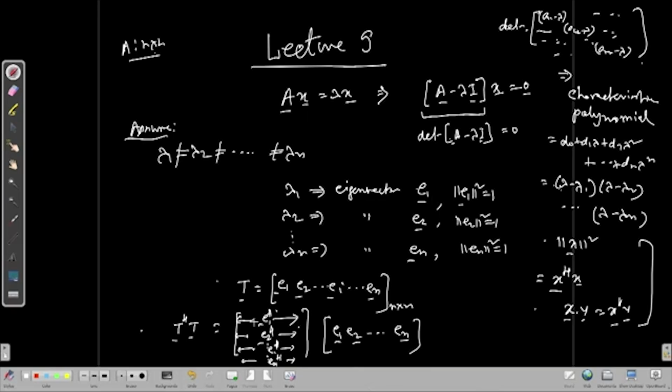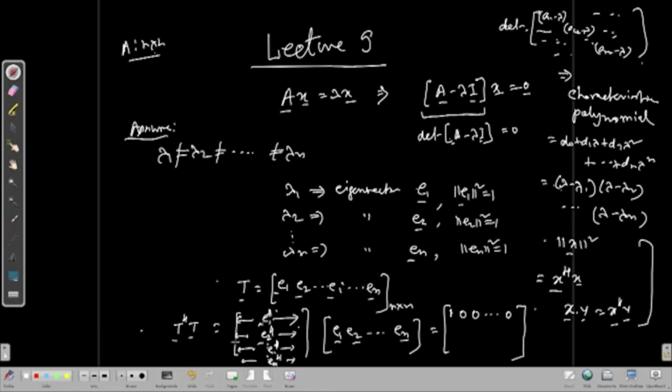So, what will be the product? Let us start with E1 H E1, a row vector times a column vector, which is the 1 comma 1 element. E1 H E1 is norm E1 square, since x H x is norm x square, which is 1, normalized. E1 H E2 is the inner product between E1 and E2, since x dot y means x H y. So E1 H E2 means E1 dot E2. We have already seen that E1 corresponds to lambda 1, E2 corresponds to lambda 2, and they are not the same, therefore they are orthogonal. So E1 H E2 will be 0. Next, E1 H E3 will be 0, and so on, E1 H En will be 0.